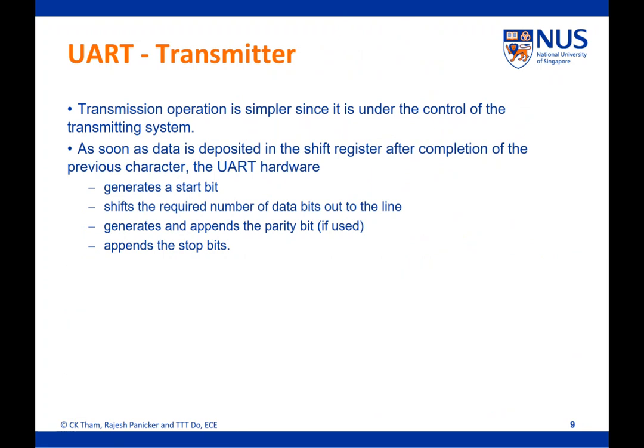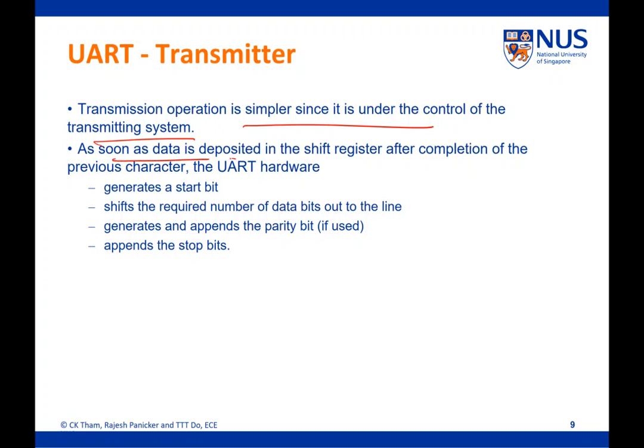So the transmission operation is simpler since it's under the control of the transmitting system. So only the receiver is this complicated. The transmitter is fairly simple, because when you are transmitting, you can use your own clock. You are entirely in control. Only the receiver has this complexity, because the receiver needs to make guesses regarding the clock used by the transmitter.